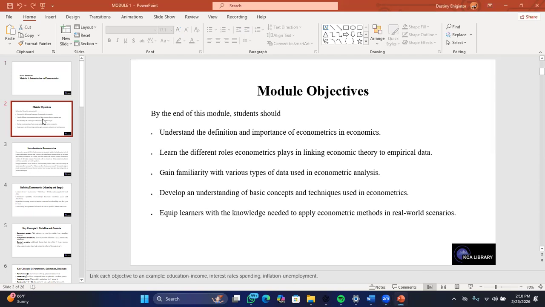By way of objectives, we'll be looking at understanding the definition of econometrics, learning the different roles econometrics plays in linking economic theory. We'll also be looking at gaining familiarity with various types of data in econometric analysis, developing an understanding of basic concepts and techniques used in econometrics, and equipping learners with the knowledge needed to apply econometric methods in real-world scenarios.